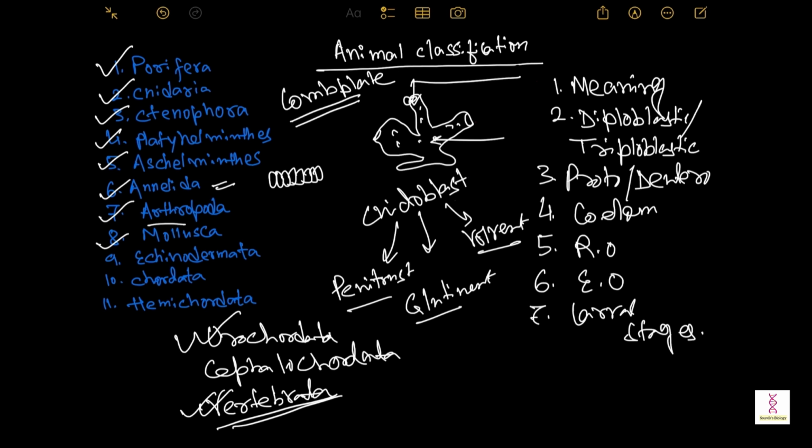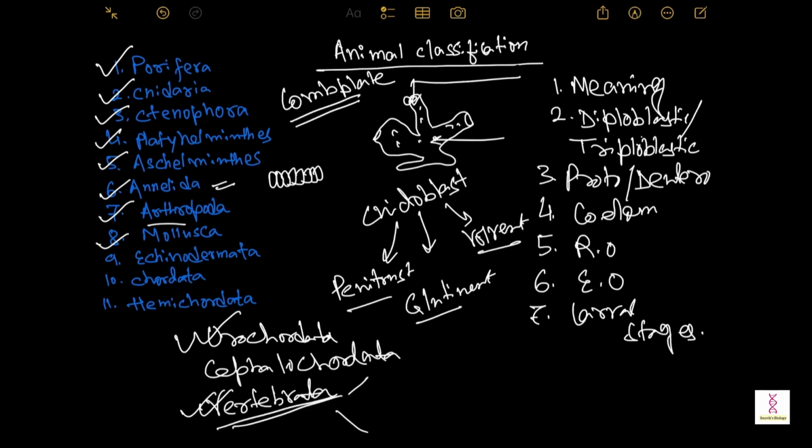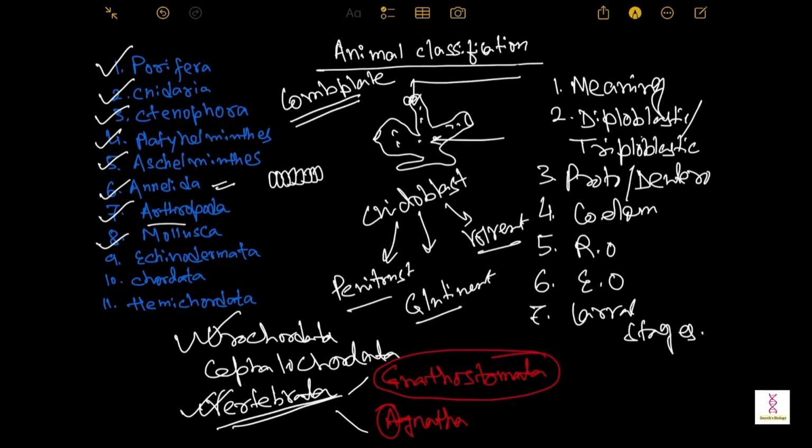Now we are coming to the superclass. What are the superclass of vertebrata? Okay, the superclass of vertebrata are Gnathostomata and Agnatha. Here also 'A' is present, that means something will be absent. What will be absent? The jaw will be absent, the jawless animals, lamprey, hagfish, etc. And Gnathostomata means the jaw will be present. Okay, so these are the superclass.